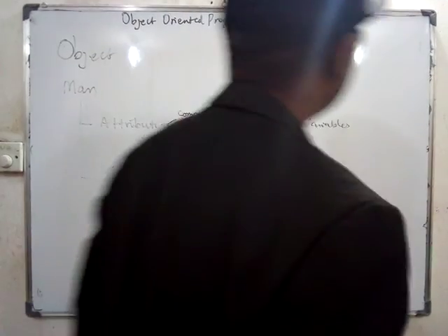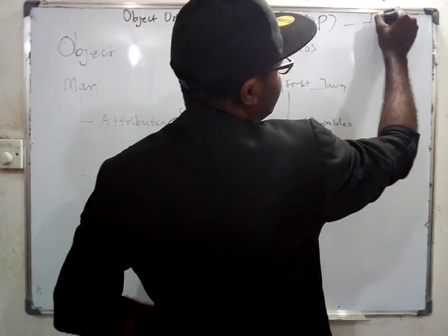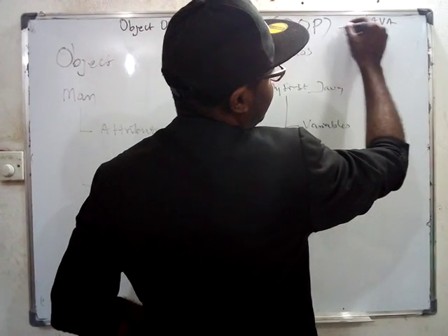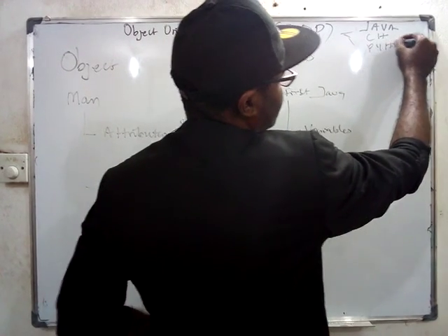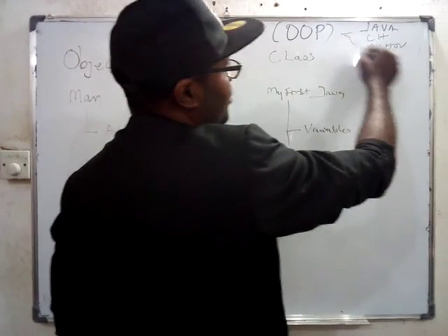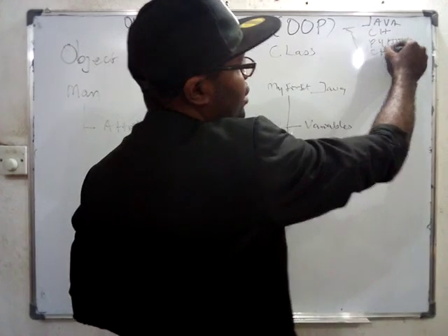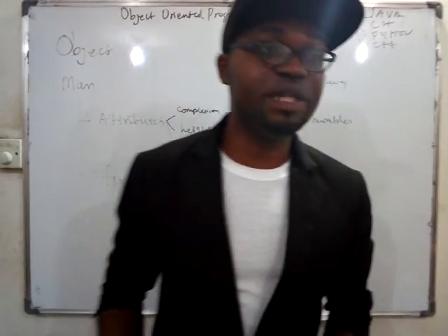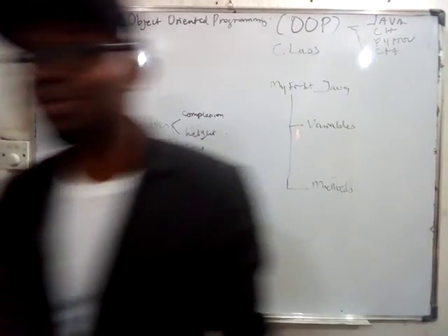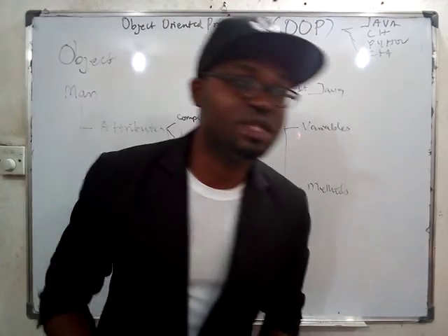Are you understanding? Examples are Java, C#, Python, and C++. All these languages are known as object-oriented programming languages. So that concept of object-oriented programming, what do you understand by it?